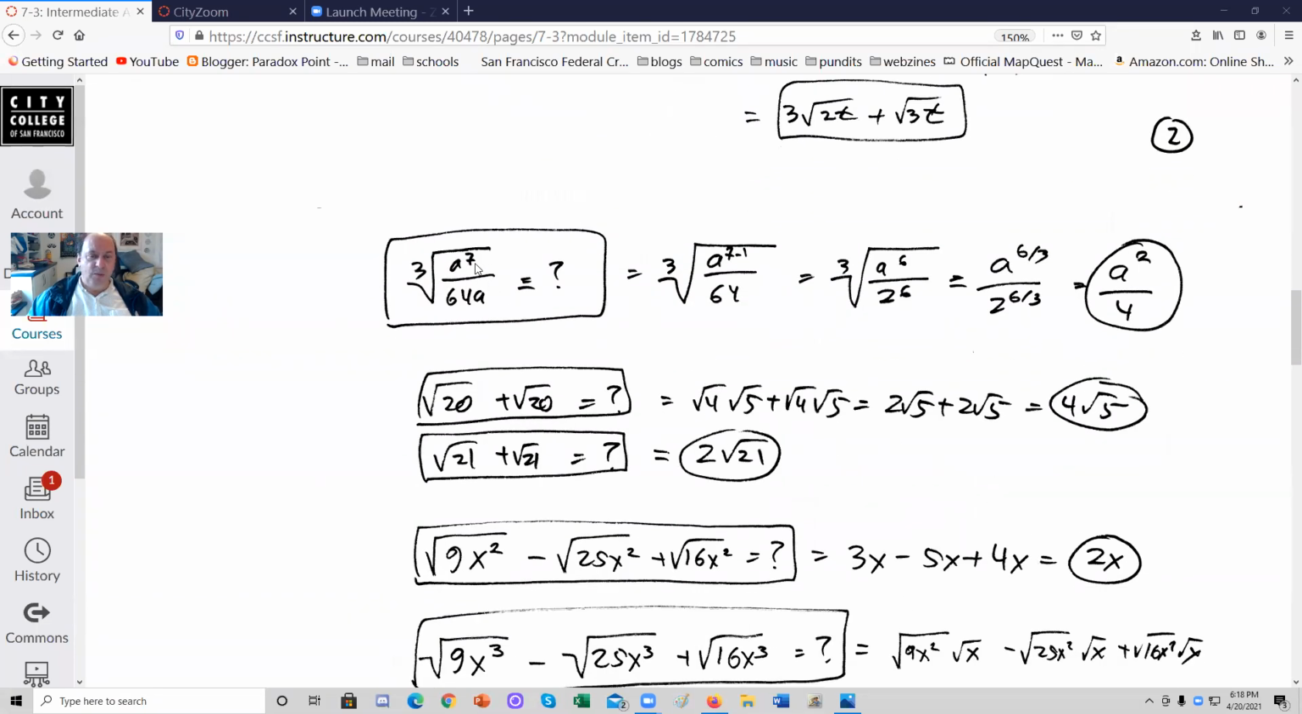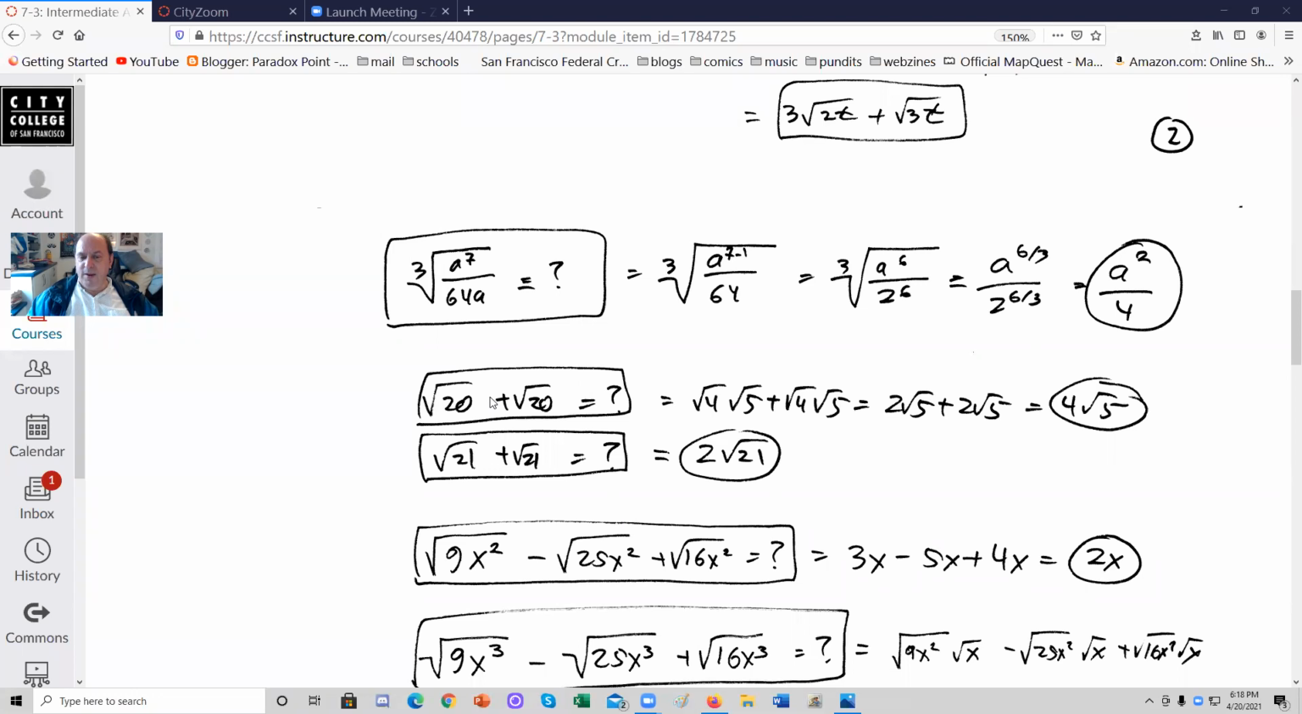Now we have a cube root of 8 to the 7th over 64a. Well, first thing we do is reduce this fraction. 8 to the 7th over 8 to the 1st is 8 to the 7th minus 1. So you have a cube root of 8 to the 6th over 64, which is 2 to the 6th. Oh, well, a cube root distributes over everything. It becomes a 1/3 power. 8 to the 6/3 divided by 2 to the 6/3, or in other words, a squared over 4.